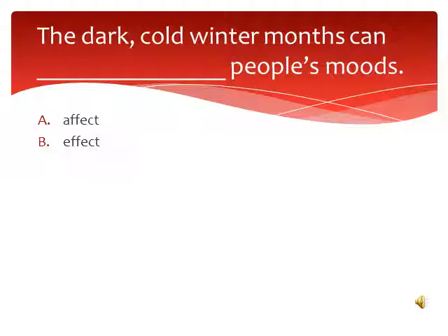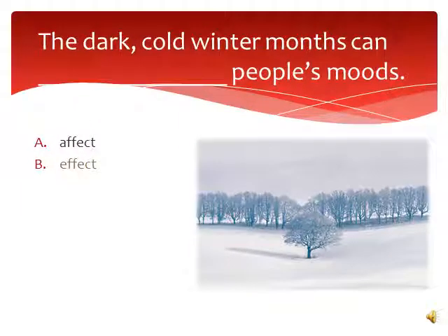Let's try this one. The dark, cold winter months can affect people's moods. A or B, which one? The answer is A, affect. Affect with an A is a verb, almost always. There is one exception. We'll talk about it in a minute. And if you can think about to influence, so if you can switch out influence, that might be a good way to know if it's the A, affect. The dark, cold winter months can influence people's moods. Okay?